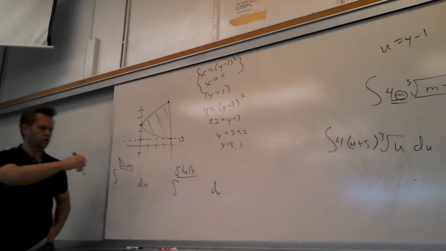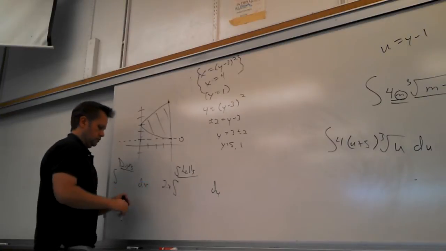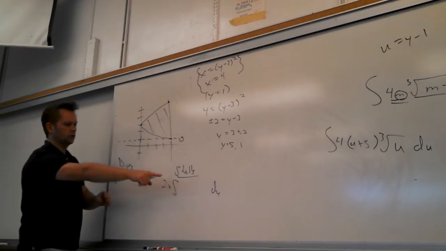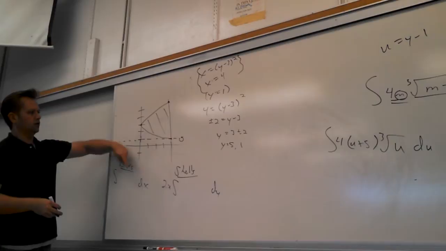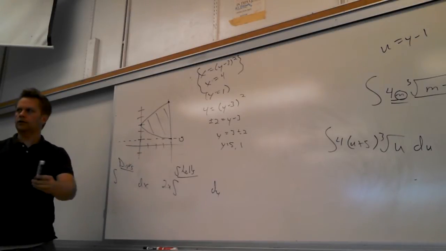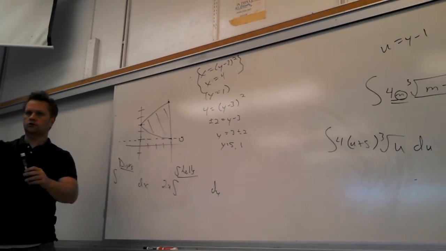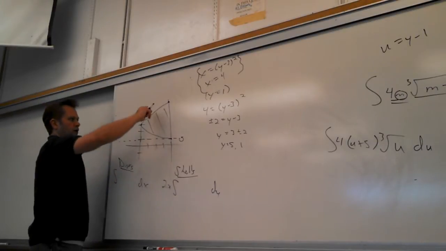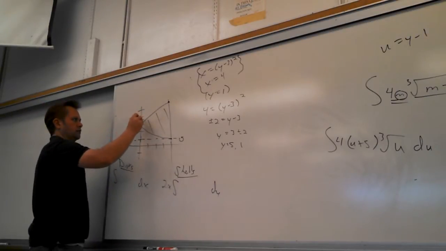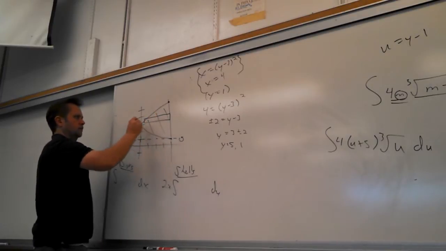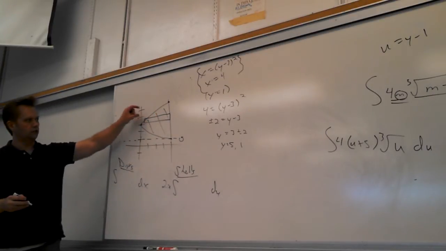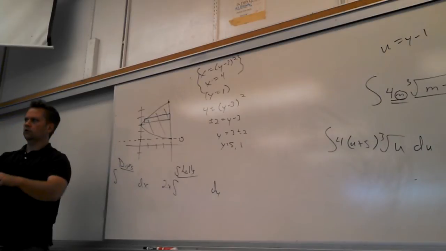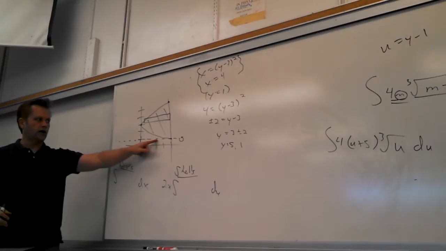So the radius would be y minus 1, and I need 2 pi. Now I'm doing integral dy. I'm rotating this way. Where's a representative rectangle? Draw it in the air for me. Most of you guys are doing it right. It's going to be parallel to the axis, and I'm going to rotate it around to make my shell. You draw them parallel to the axis you're rotating around.